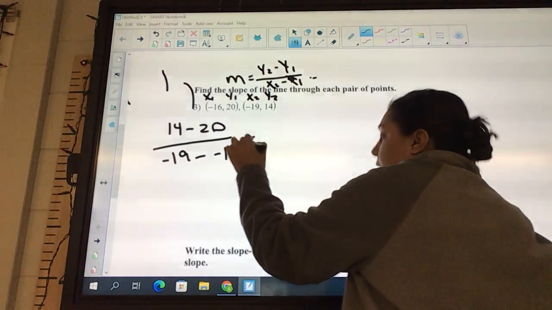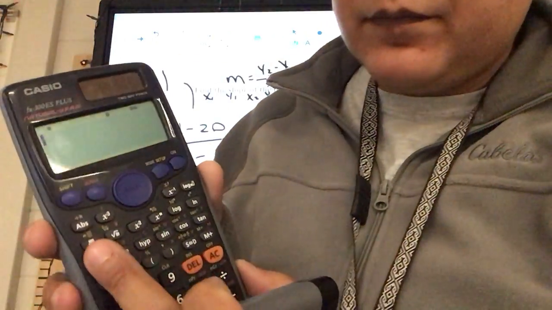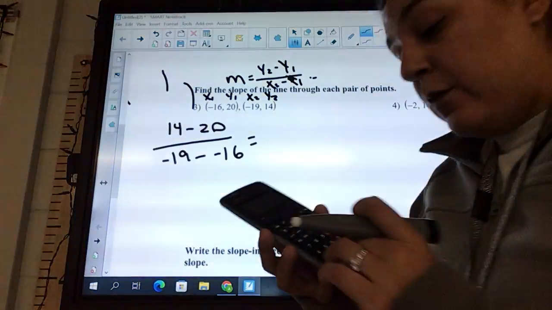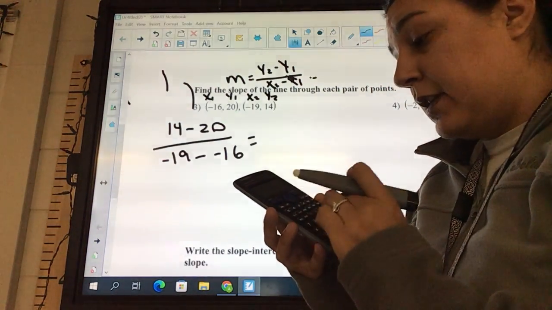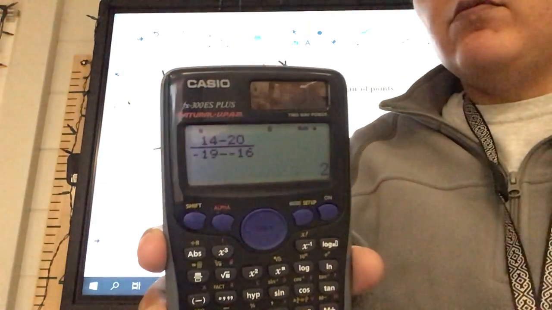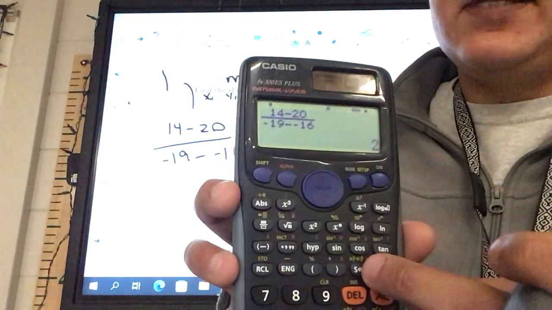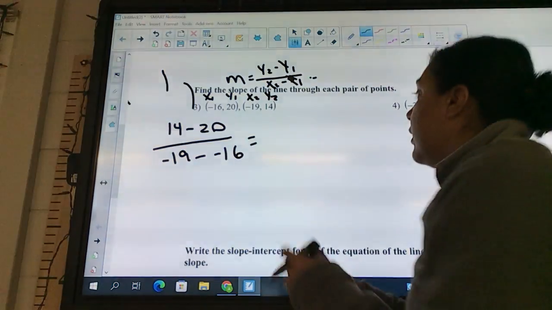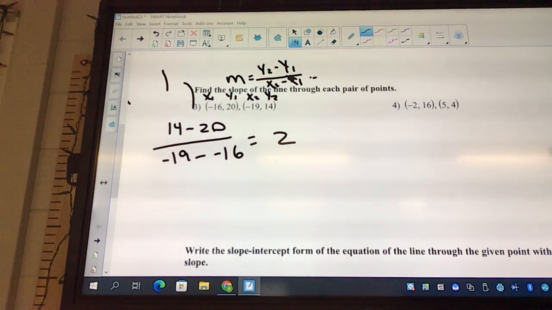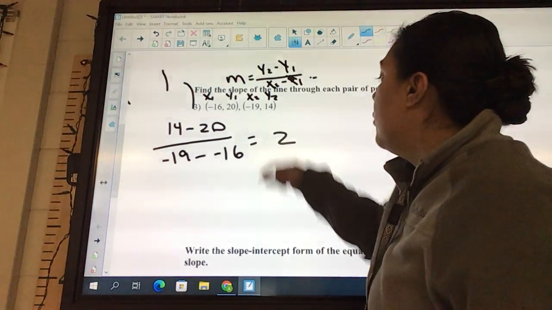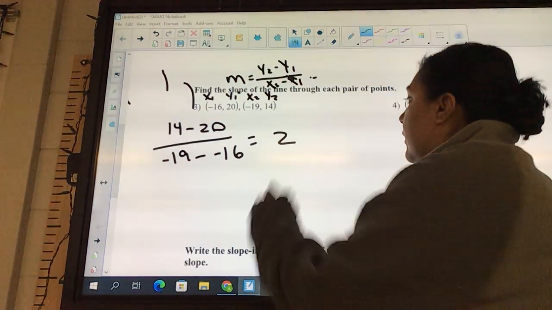As I've said all week, type them in on a calculator. You're going to hit this fraction button, and we say 14 minus 20 over negative 19 minus negative 16, which is going to be 2. If you get a decimal for some problems, you won't on this one, you're going to hit that S to D button. That turns a fraction to a decimal. So we got 2. What did we just find? This is the slope formula. We found our m. So are we finished? We are. We needed to find the slope, and we did.